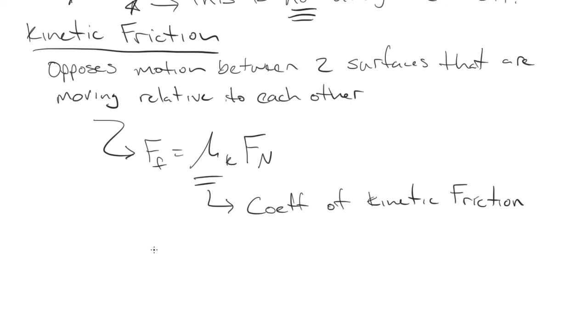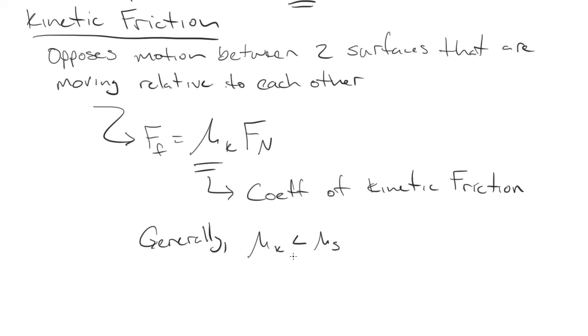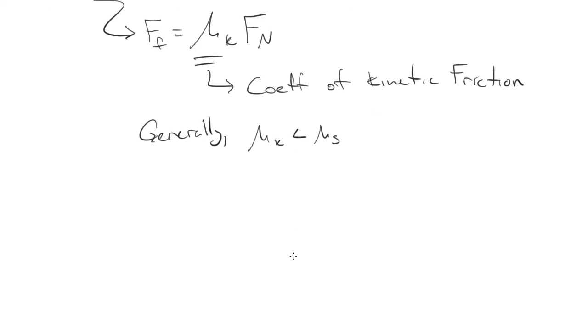In general, mu sub k is a little bit less than mu sub s. What that implies is that once you get something moving, it's easier to keep it moving than it was to get it moving in the first place. All right, because it's a little bit easier to overcome the power of kinetic friction than it is the power of static friction. I can write that down in a graphic form.